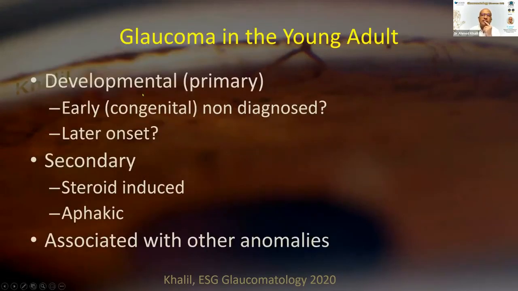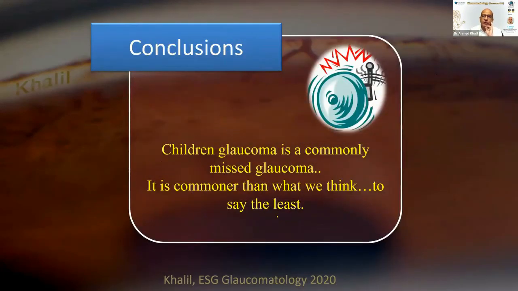So steroid-induced glaucoma can happen. In this young adult, it can be primary developmental, either early developmental glaucoma, which is congenital glaucoma that was not diagnosed, or later onset, because we know that there is later onset developmental glaucoma. It can be secondary, whether steroid-induced, common in this group, or aphakic following cataract surgery, or associated with other anomalies. So we would like to raise the alarm that children's glaucoma is commonly missed glaucoma. It is commoner than what we think, to say the least.